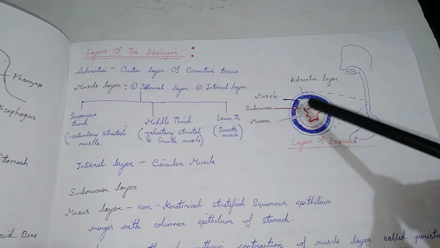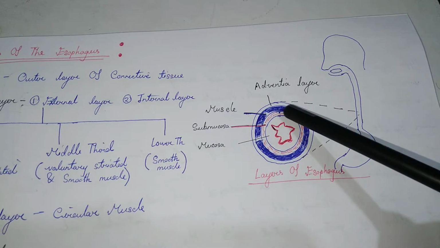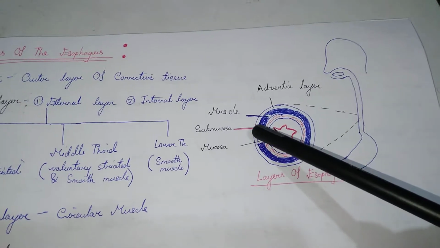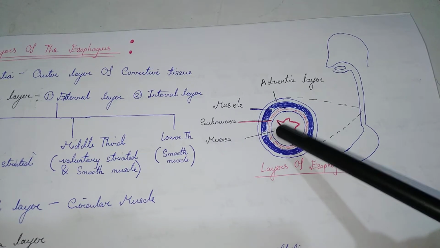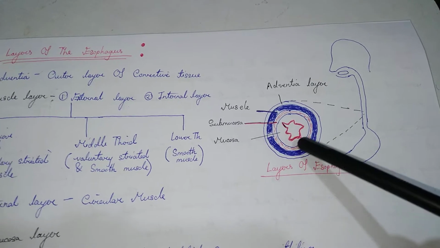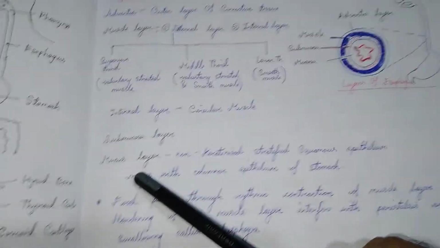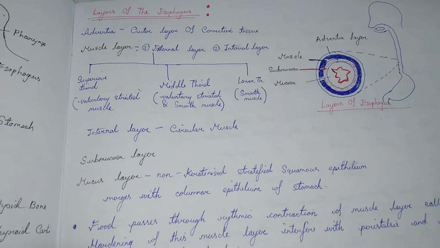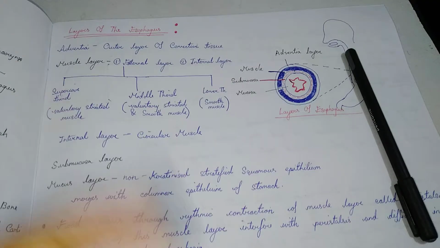This is the submucous layer. This part which is shaded in red is the submucous layer, and the part which is in white is the mucous layer. This is a very important layer. Now comes the mucous layer. The mucous layer consists of non-keratinized squamous epithelial cells.